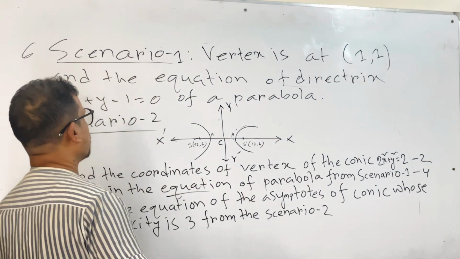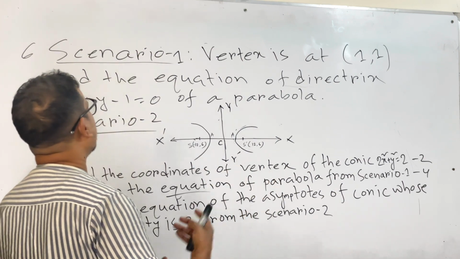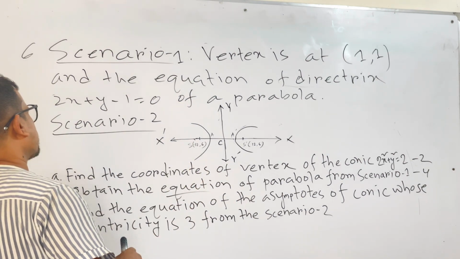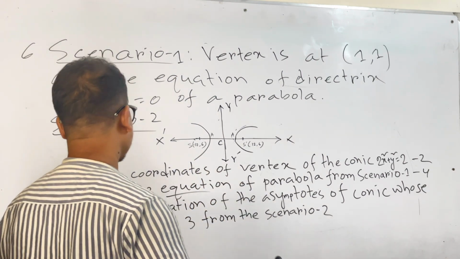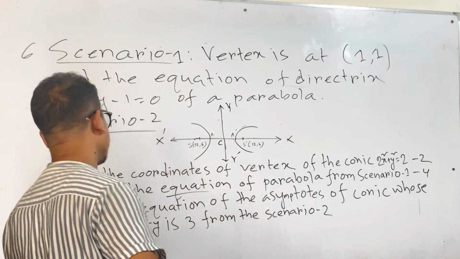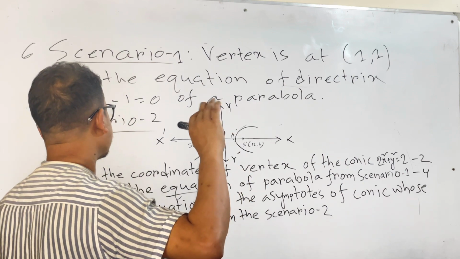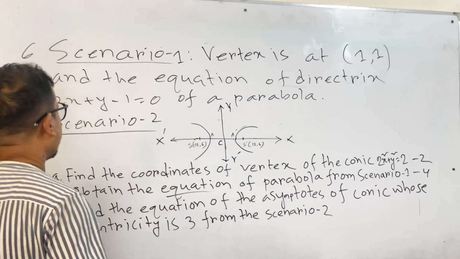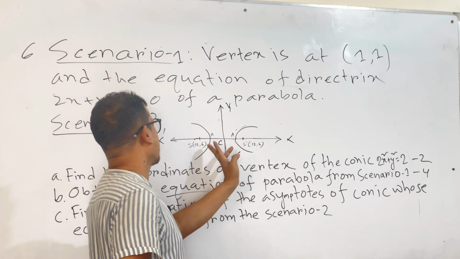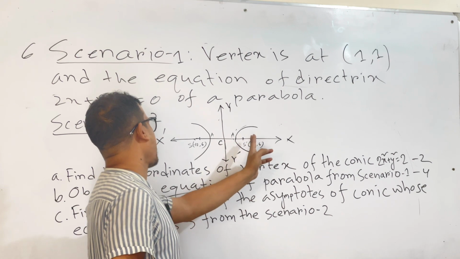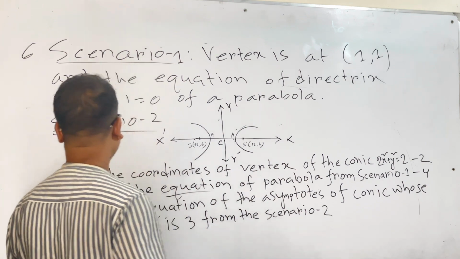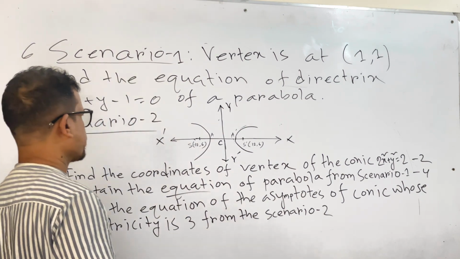of the parabola from scenario 1, which has a given vertex (1, 1) and directrix equation 2x plus y minus 1 equal to 0. And we have to find the asymptotes of the conic whose eccentricity is 3, from scenario 2. Scenario 2 has given x prime, y prime axis, S minus 12 6, S prime 12 6, A prime, C. And find the coordinates of the vertex.